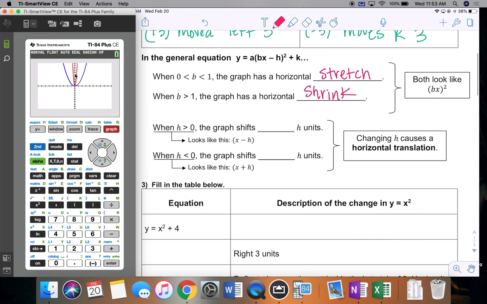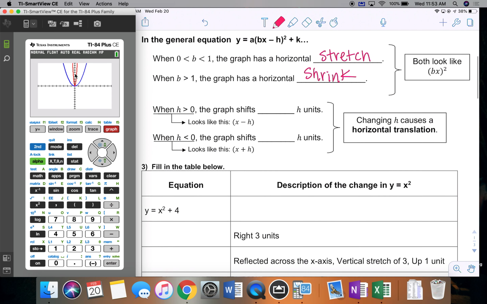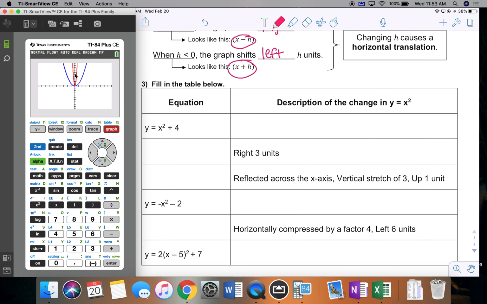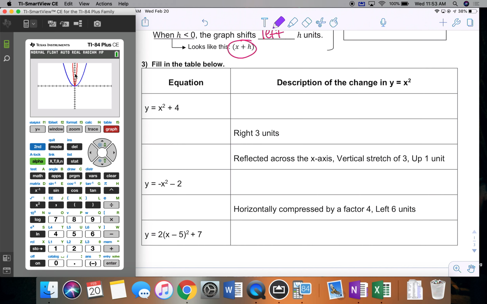And then the next part, when h, looking at the inside with the parentheses as well, we did this on the top. When we had a minus on the inside, it shifted to the right. And when we had a plus, it shifted to the left. We're going to look at some equations and describe some changes. So x squared plus 4, on every single one of these, you could plug these in. We're looking at x squared and comparing it to x squared plus 4. What happens is the red moves up 4 units.